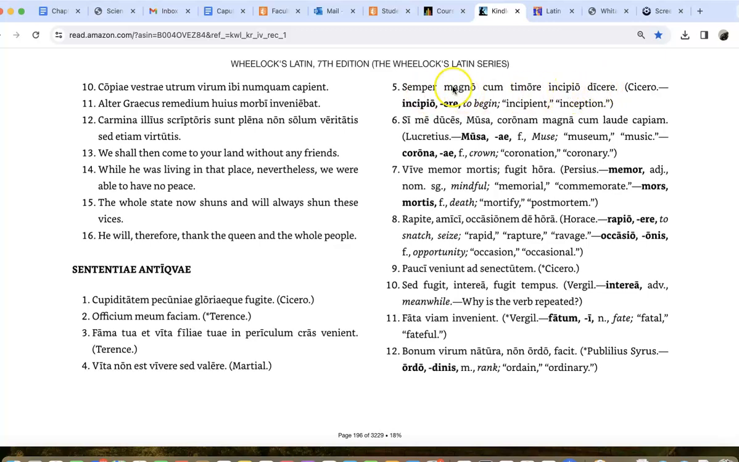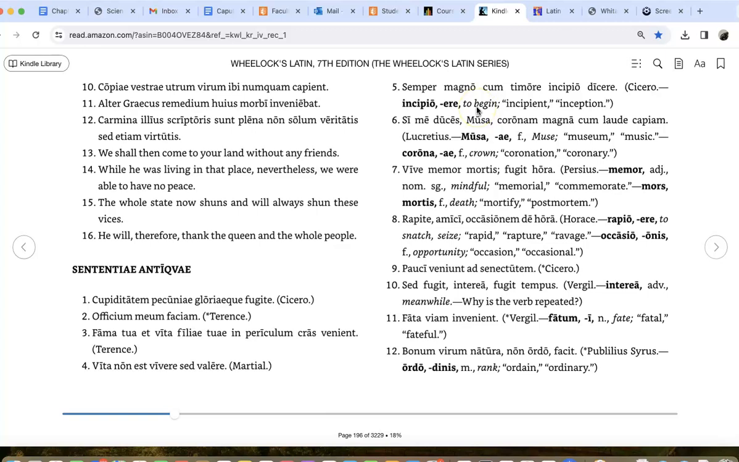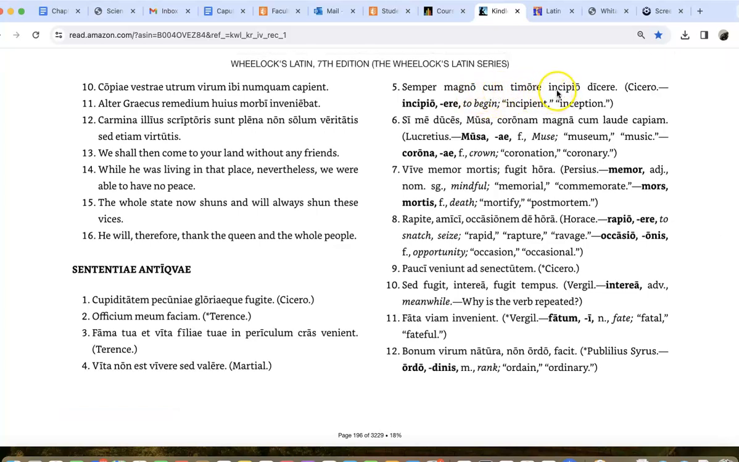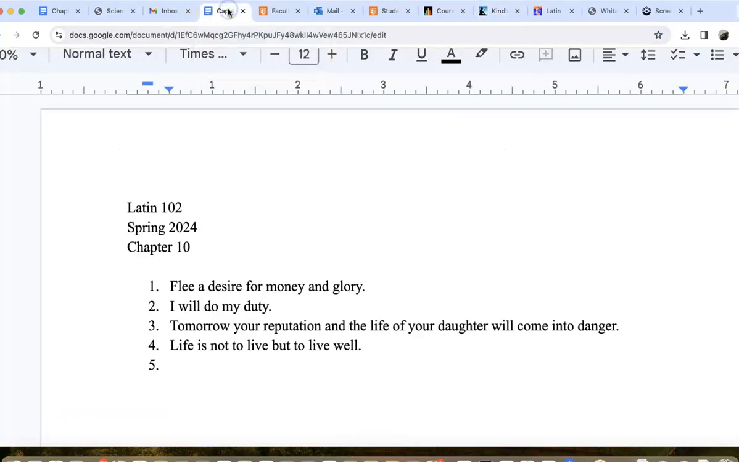But then we have to sort of manipulate it and play around with the language so that we can make sense of the grammar and the translation. So, because incipio's, I always begin to speak with great fear.